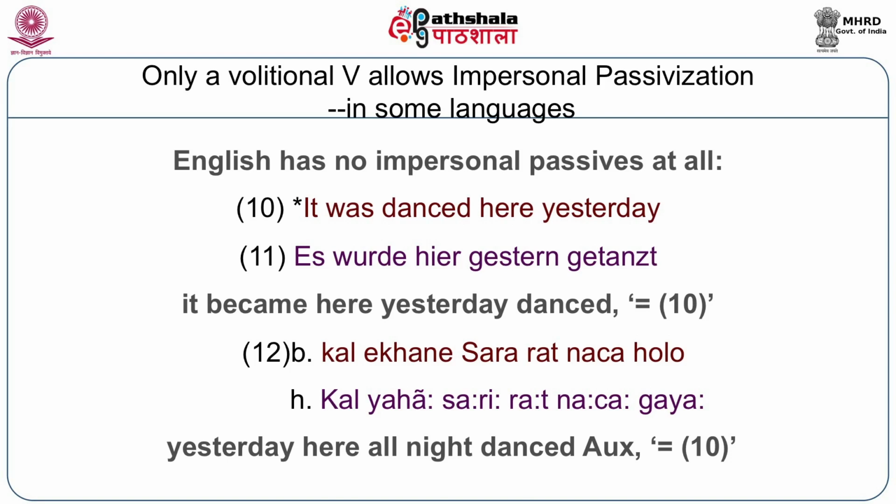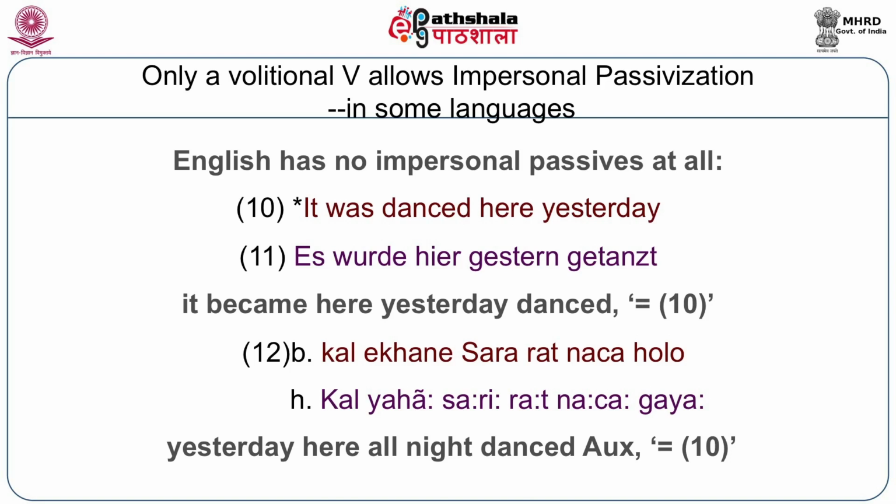German does. In German you can say "es wurde hier gestern getanzt." It was here yesterday danced. It was danced here yesterday. Meaning there was some dancing that happened here yesterday. Of course you can say it in Bangla and Hindi. In Bangla you say "kal ekhane shara raat nacha holo." In Hindi you can say "kal yahan sari raat nacha gaya." These are fine sentences in all the Indian languages.